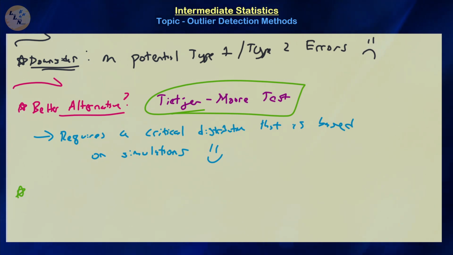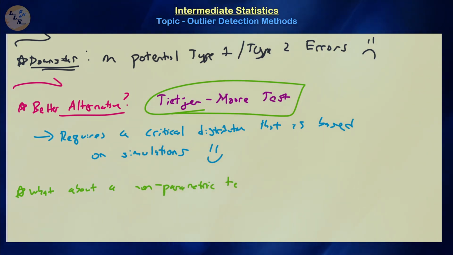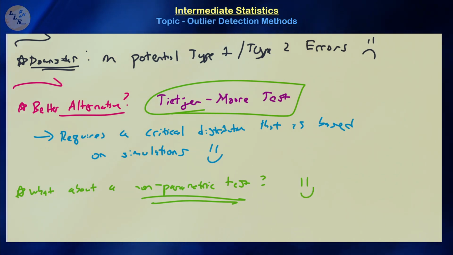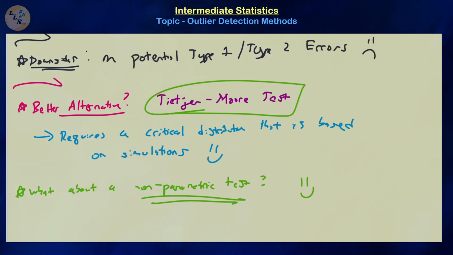So here's a question. What about a non-parametric test? Does there exist a non-parametric test for outlier detection? Think about what that means, because generally speaking, non-parametric tests are really great because you don't have to assume anything about the distribution. But keep in mind what outliers are. They usually require some distribution to compare them to. So although non-parametric tests for outlier detection may exist, they are very, very sensitive to deviations based upon the theory for which they are built.